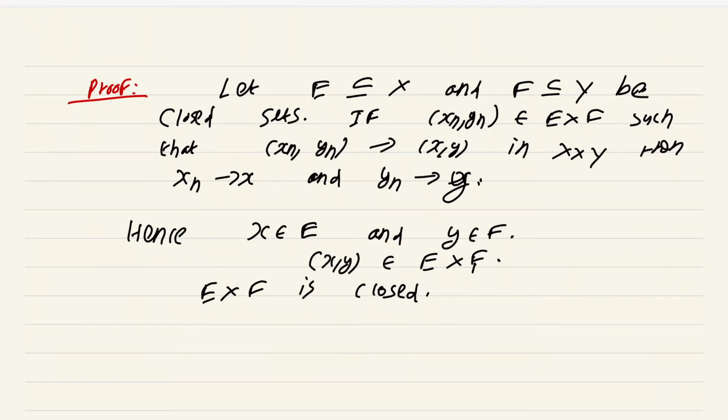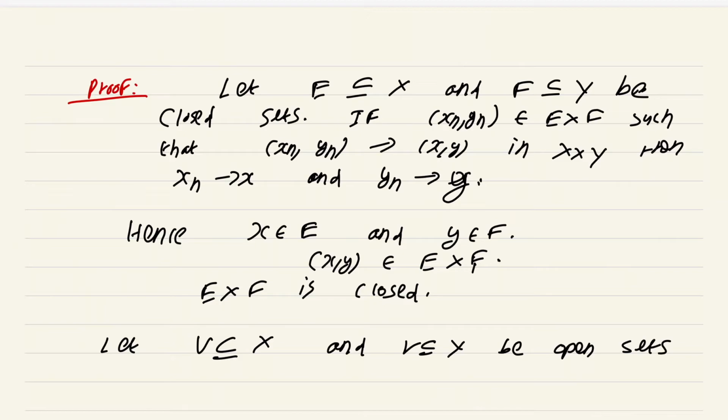The product of a closed set in X and a closed set in Y is going to be closed simply because we have shown that if you take an adherent point (X, Y) of E cross F, then that adherent point is there in E cross F. Now, how does this help? We have shown that the product of two closed sets is closed. How does this help? Well, let's consider U subset of X and V subset of Y to be open sets. Take two open sets. Now, the first goal is to show that U cross V is also open.